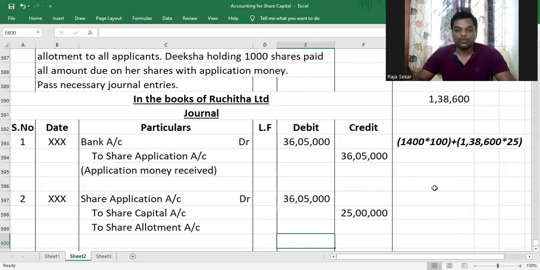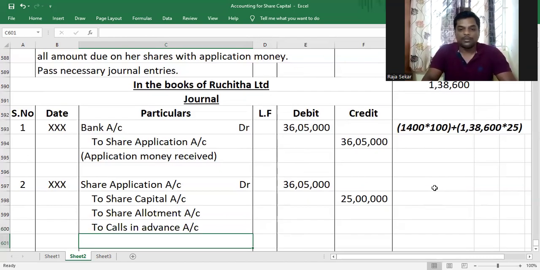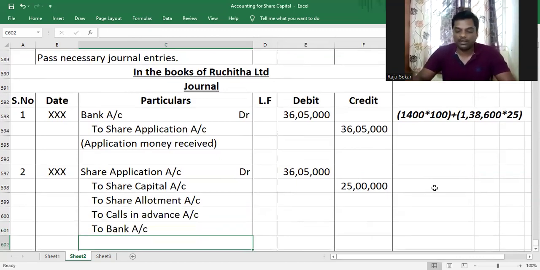There is an easier way to do this. Instead of filling in share allotment account at first, we'll go ahead and credit calls in advance and keep it aside. And we credit calls in advance because Diksha has paid the entire amount due on her shares, right? So which means she would have paid the first call and second call also. And then you'll also credit bank. Now you might wonder why we credit bank.